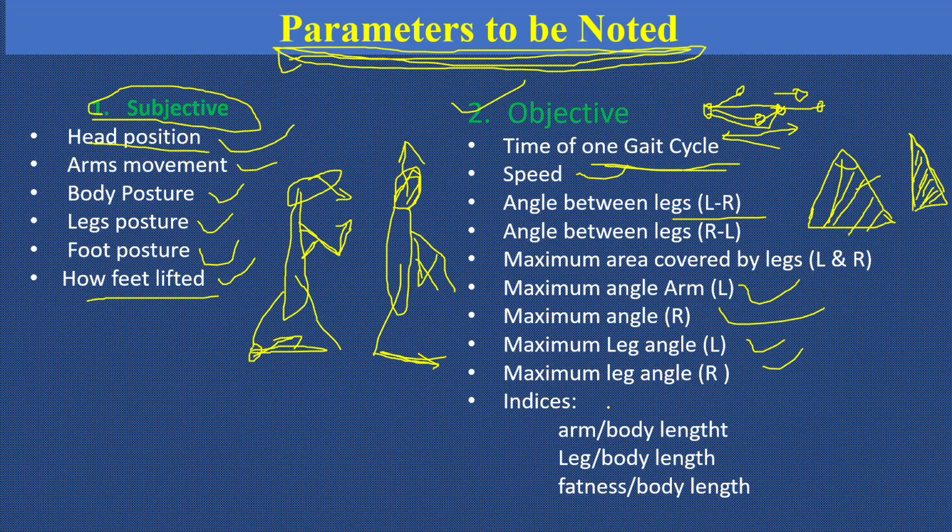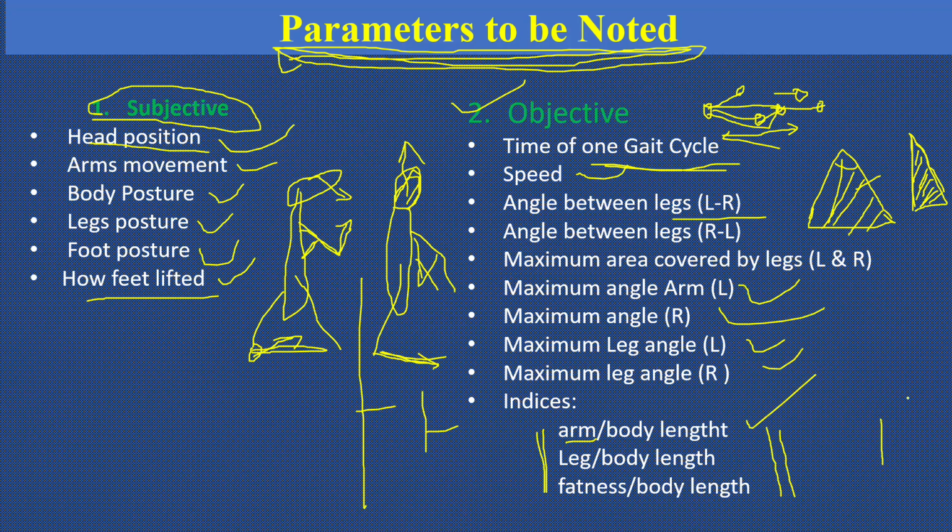Some indices may also be determined using this technique. Arm to body length: suppose the arm is this and the whole body is this, so this divided by this gives one index. Another is leg to body length: this is the leg, this is the body. So this index can be calculated, etc. These are very, very important.